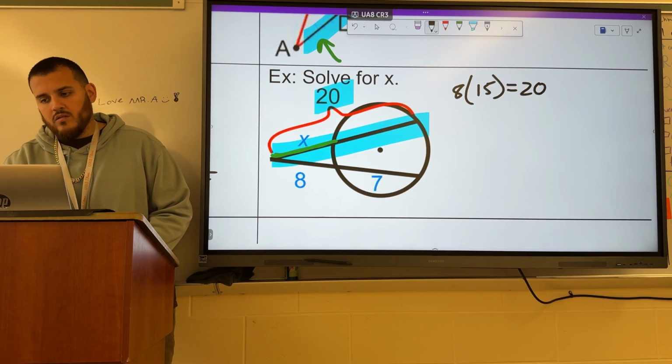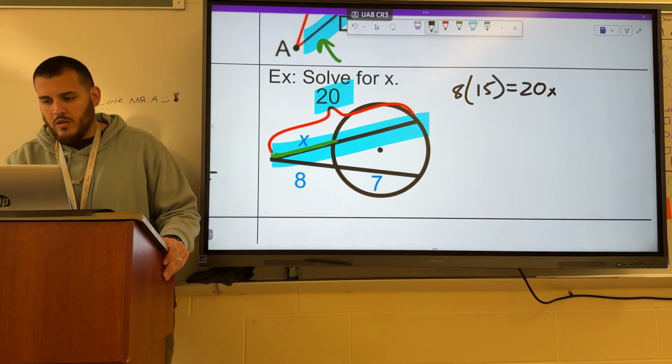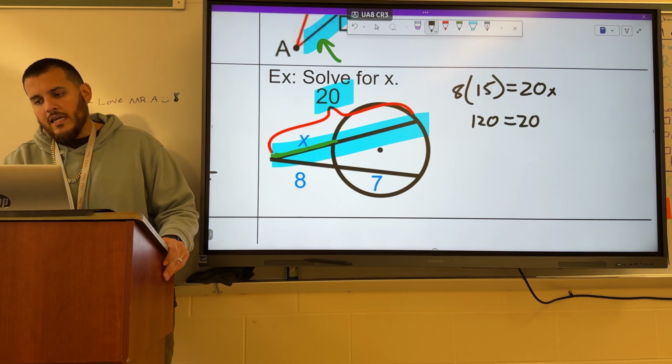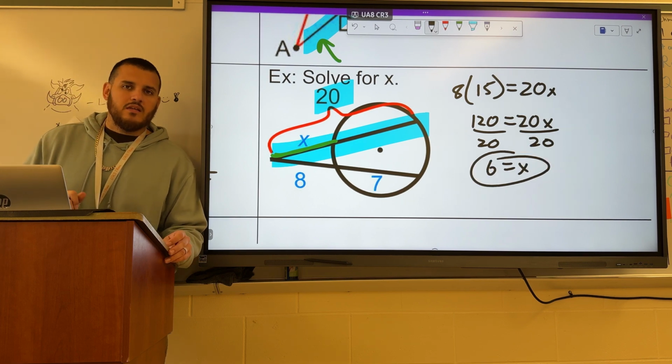So we need the product of those, 20 times x. From there, we're calculating. 8 times 15 gives me 120. I can get x alone now by dividing both sides by 20. X equals 6 in this example.